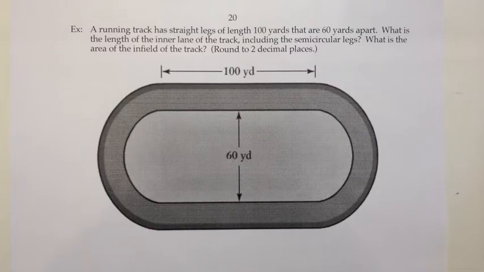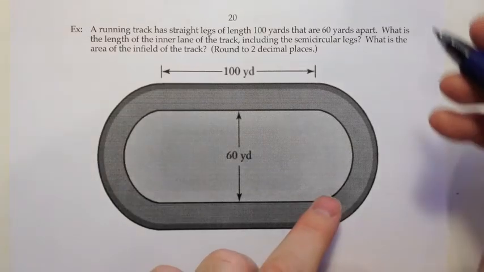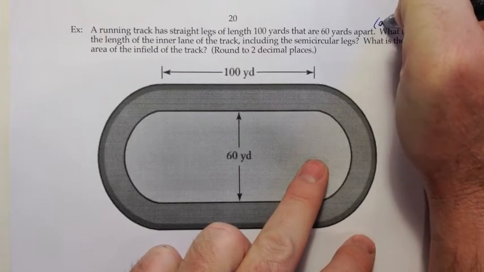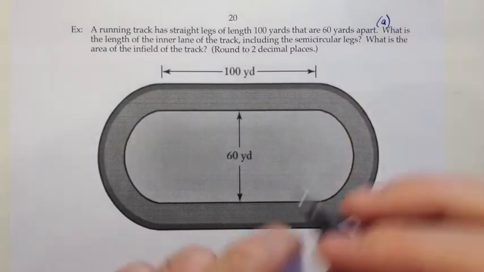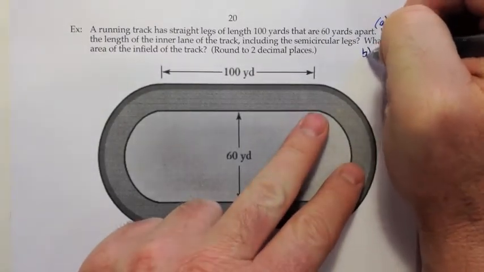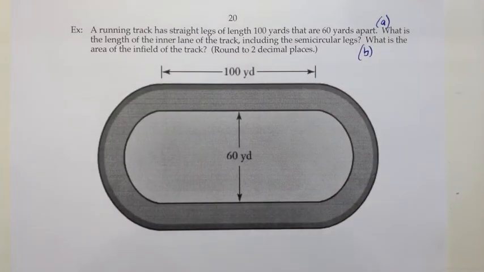A running track has straight legs of length 100 yards that are 60 yards apart. What is the length of the inner lane of the track, including the semicircular legs? And what is the area of the infield of the track? Round both of those answers to 2 decimal places. So there are 2 questions here, so let me label the first one as A, and then this next one as B, and then we'll work on each one of those individually.